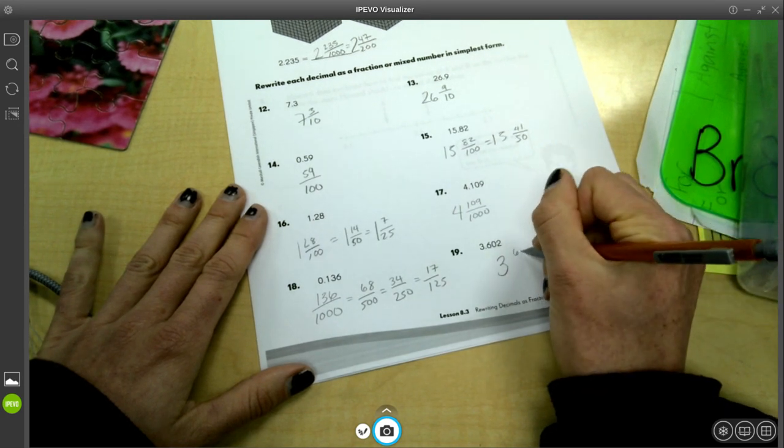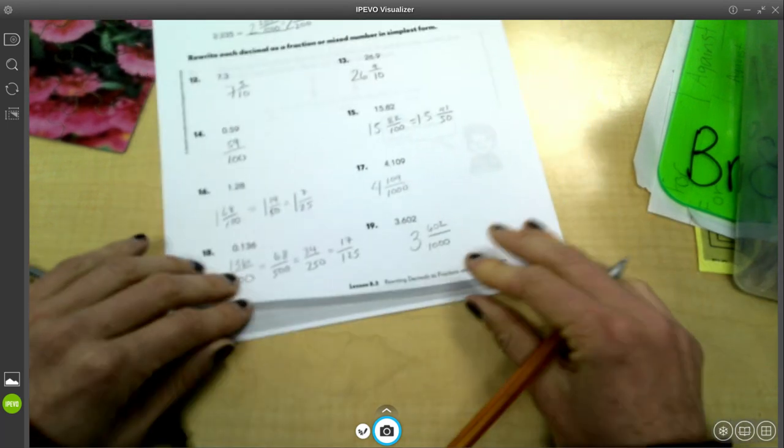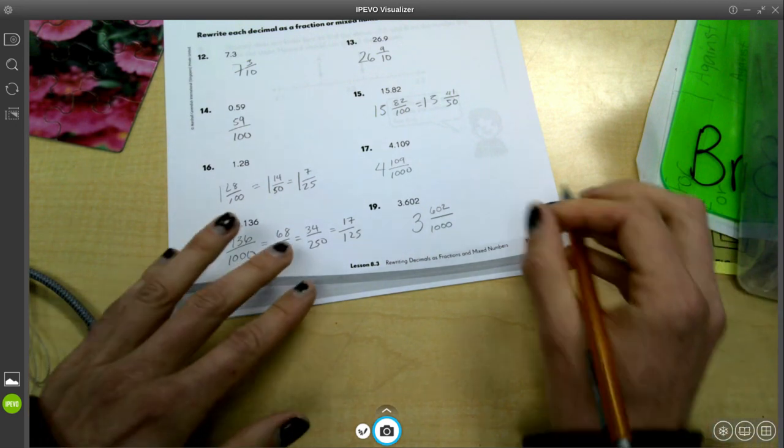3 and 602 thousandths. Those can both be divided by 2. 602 divided by 2 is 301.